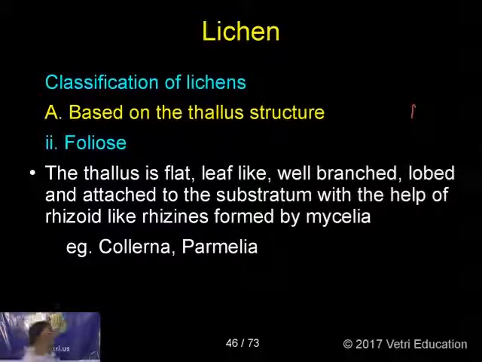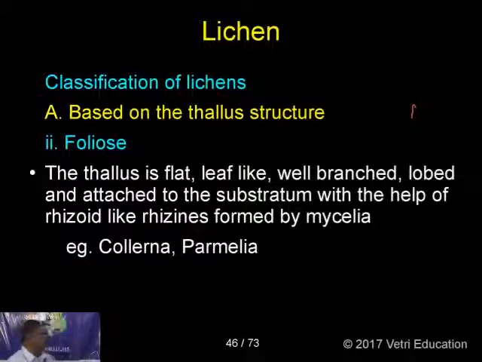The second one is foliose. Foliose means leaf-like. This thallus is flat, leaf-like, well-branched, lobed, and attached to the substratum with the help of rhizoid-like structures. These are called rhizines. So in lichens generally, the rhizoid-like structures are called rhizines, formed by mycelia. So these are foliose, the leaf-like.